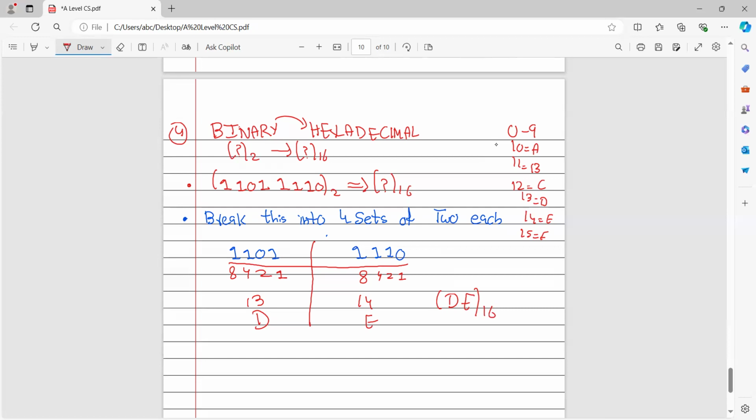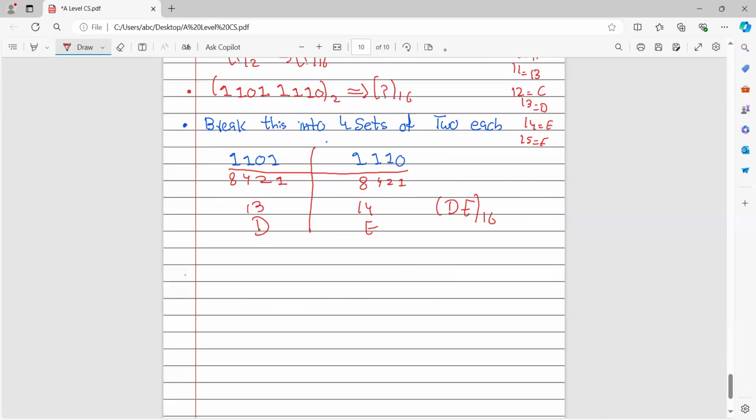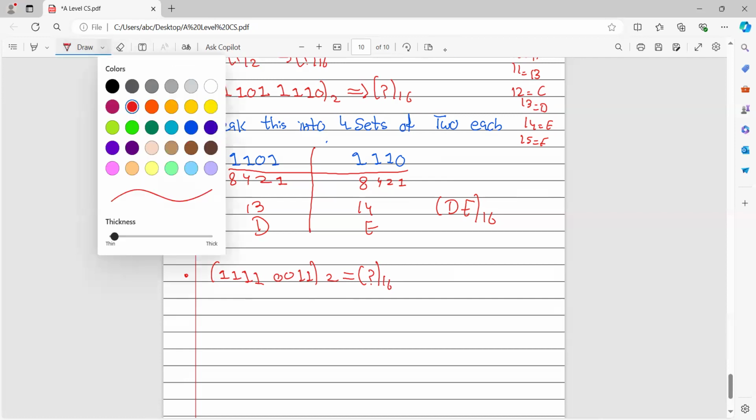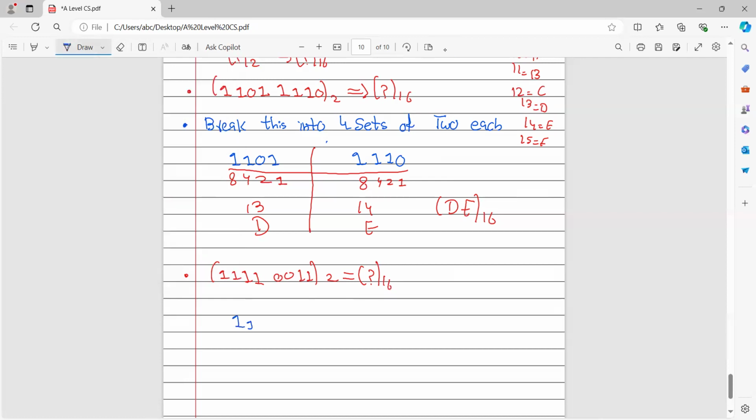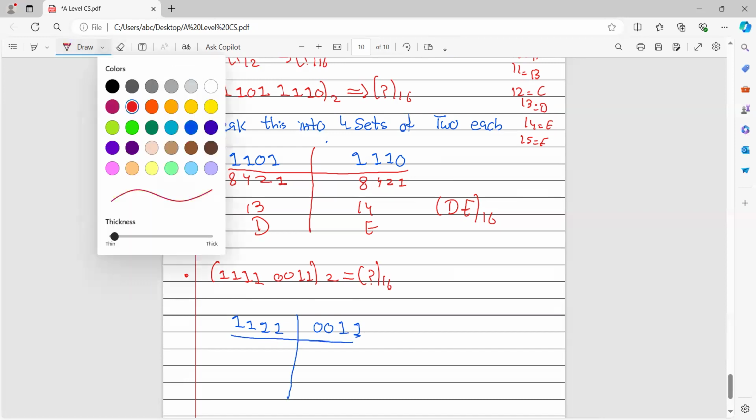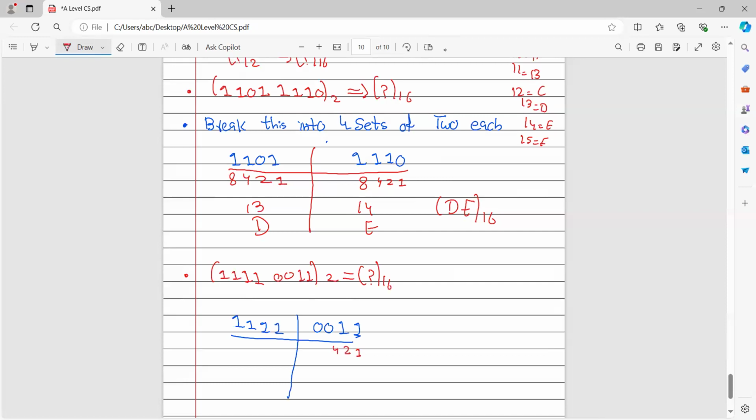Yes. Or let's check one more example. For example, if I have a number like 1111 0011, I want to convert from base 2 to base 16. So what I'm going to do is again break this into two sets of four each. This is going to be 1111. This is going to be 0011. And just after that, I'm going to put the placeholder values, which are going to be 1, 2, 4, 8.